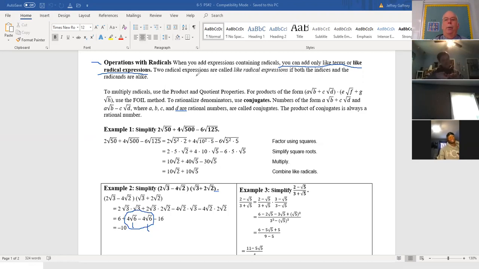And it says two radical expressions are called like radical expressions if both the indices and the radicands are alike, meaning the index is whatever this root is down here. Both are square roots or both are cube roots, and the radicand, the value under the radical, is identical. That's all that is saying. Questions on that?